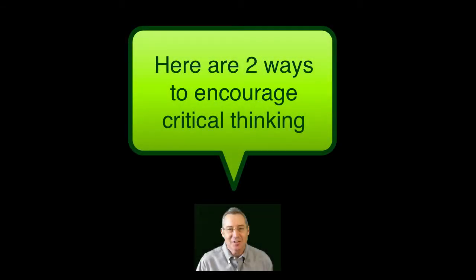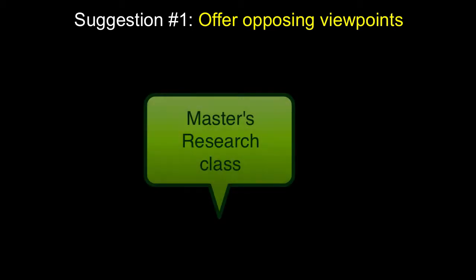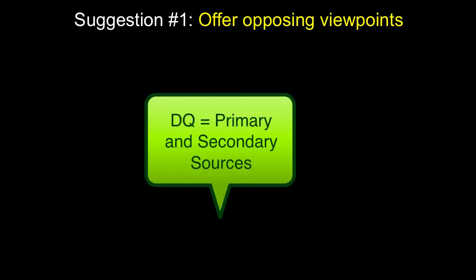In this session we'll take a look at two ways that I encourage critical thinking in my classes. First, let's look at suggestion number 1, offering opposing viewpoints. These examples both came from a research class at the master's level. This particular discussion question, or what I call DQs, discusses primary and secondary sources from the literature.